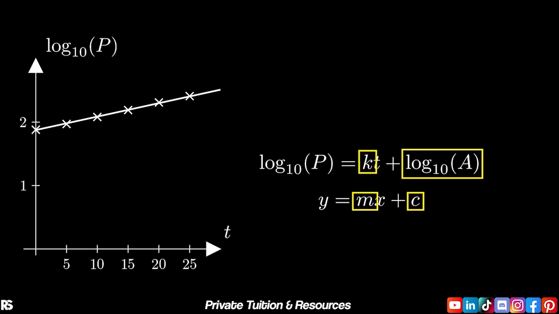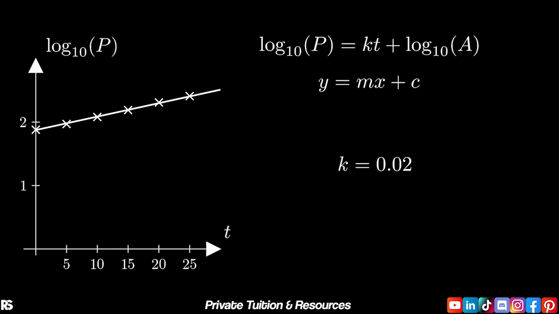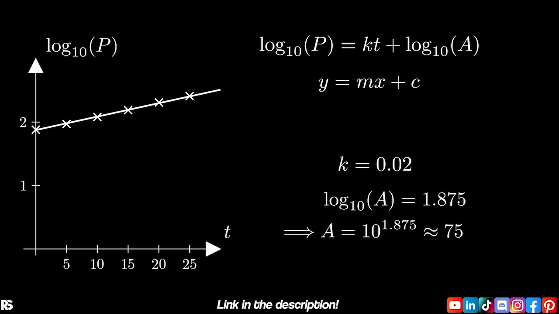Measuring our gradient gives us a value of 0.02 for k, and the y-intercept from the graph is around 1.875, which would correspond to log base 10 of A. Reversing the log gives us a value of A of around 75.